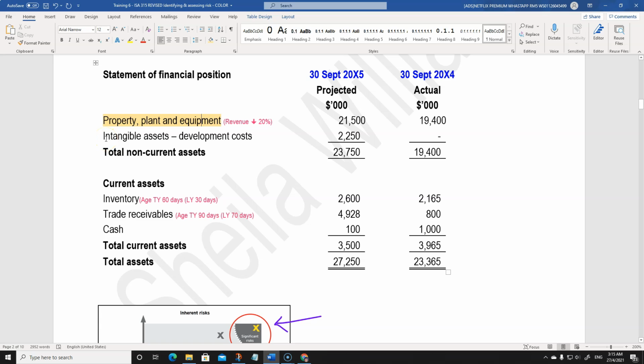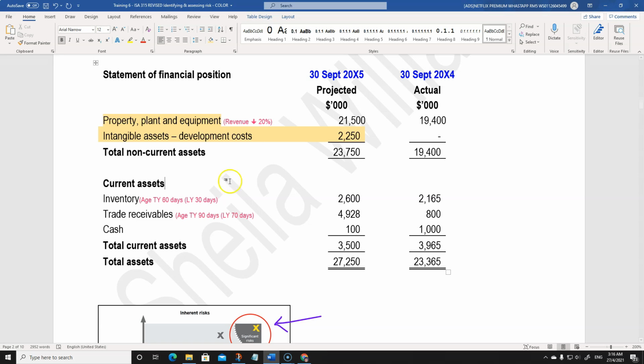Now let's have a look at this next one, intangible assets. Do you think this would be a significant class? Why? So here, if you look at last year's figure, it is 0, right? That means this one is totally new. Everything has been incurred this year. So this one would be considered to be a significant class. Why? Because we're very worried that research expenditure has been capitalized. So again, this is a financial statement item, an account balance, where we're worried that the asset may be overvalued. The assertion here would be on the area of valuation again.